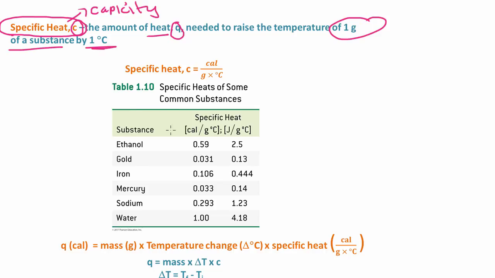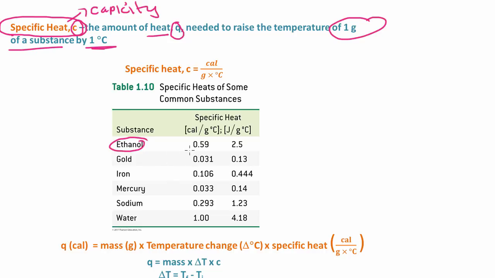So let's take a look at this list here. This lists some of the substances and their specific heats. All substances have a characteristic specific heat. So let's take a look at ethanol here.